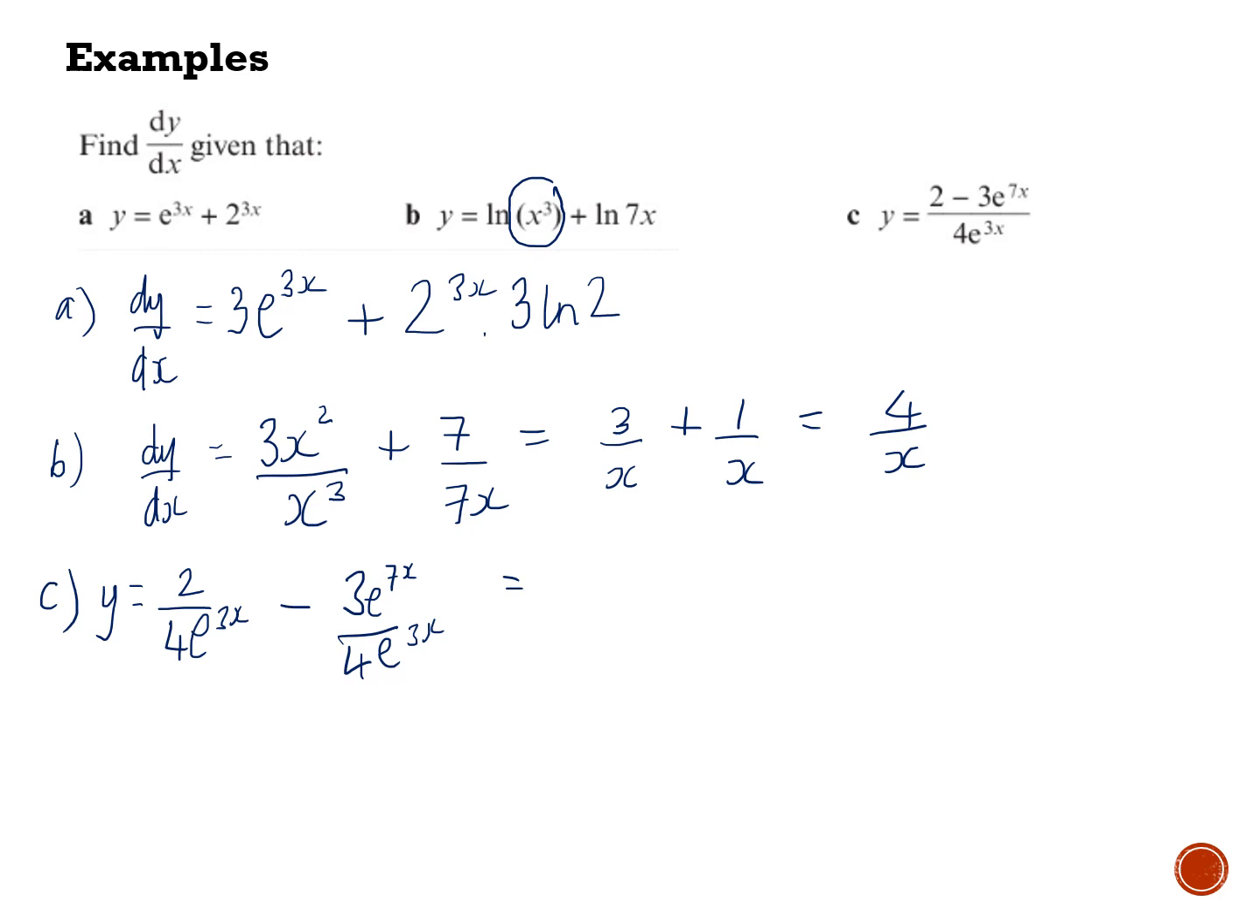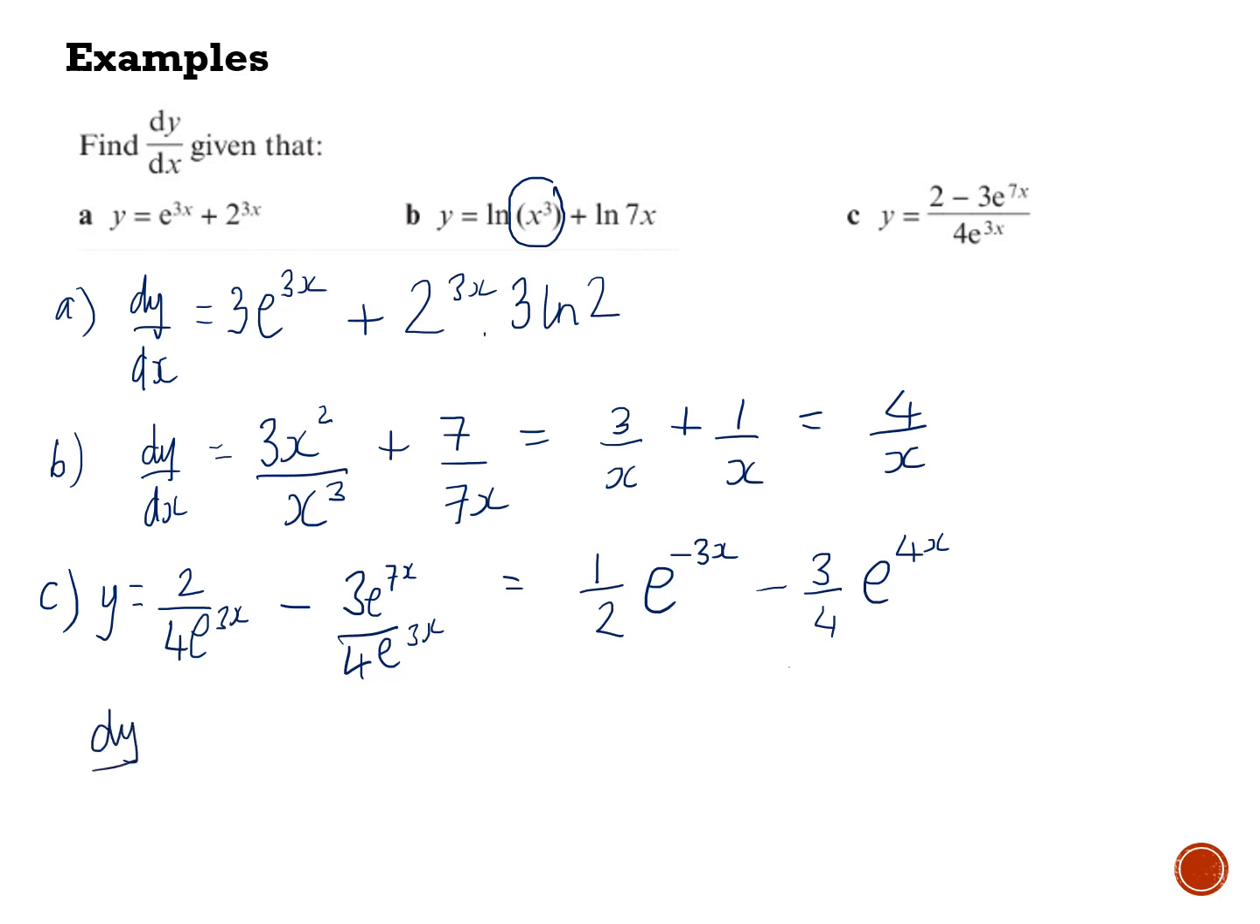Because remember, I want e to a power so that I can differentiate it. Well, that gives me a half, 1 over e to the 3x, e to the minus 3x. Happy with that? Minus 3/4. Remember, don't move the numbers around. E to the 7x divided by e to the 3x gives me e to the 4x. Okay, hopefully you managed to do that.